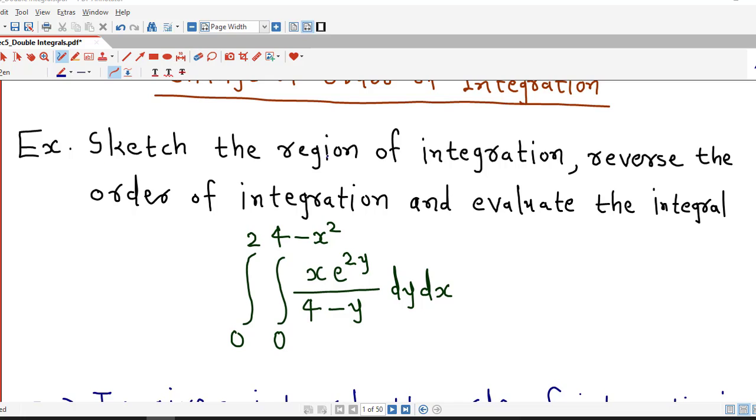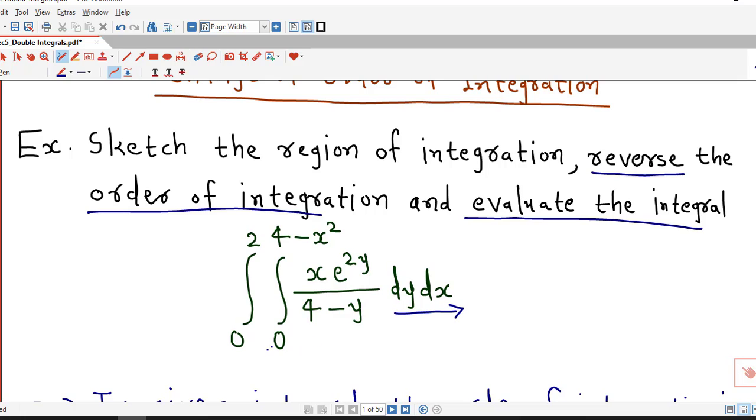Here we are asked to sketch the region of integration, reverse the order of integration, and then evaluate the given double integral. In the given integral, the order of integration is first with respect to y and then with respect to x. So these limits are for y and these are the limits of variable x. We are asked to evaluate this integral by reversing the order of integration.